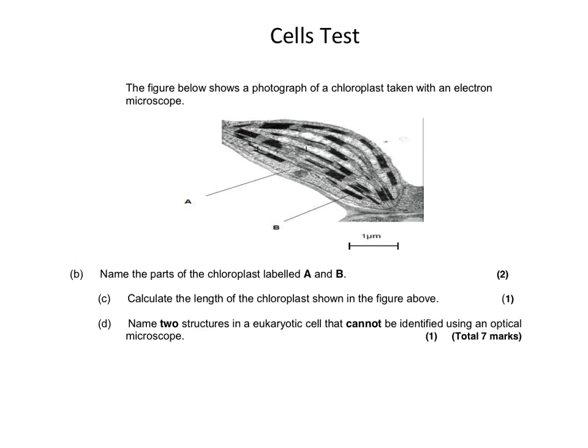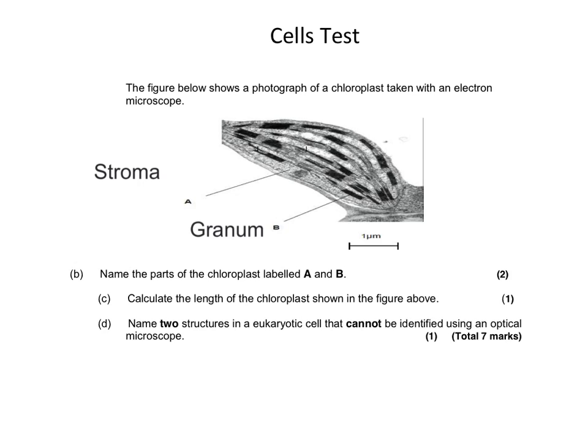Okay, on to 1B. Again, it is an assessment objective 1, so knowledge and recall, and it just wants you to name the parts of the chloroplast labelled A and B. As you can see, the answers are A is stroma, B is granum. They would accept thylakoid as well for that answer.